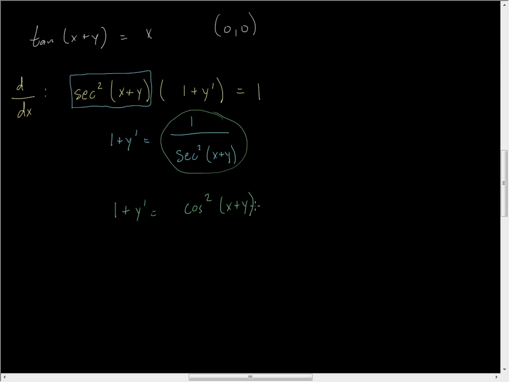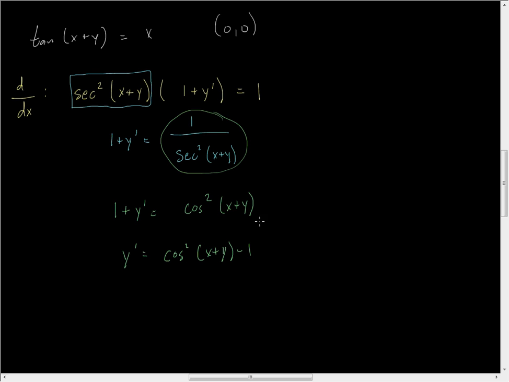All right, so now when we do this, it's going to be kind of funky. We're going to subtract 1 from both sides. So we have cosine squared of x plus y, minus 1. And for most people that would be perfectly normal, and we could leave it like that.